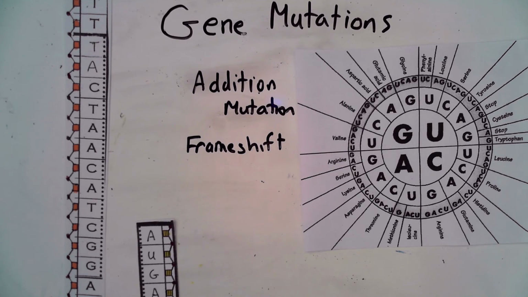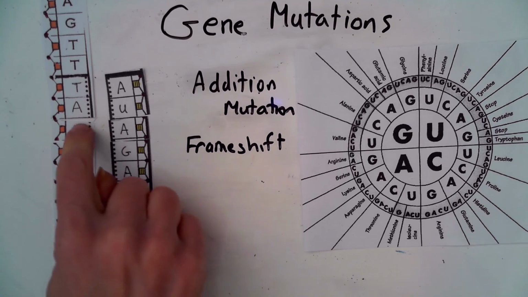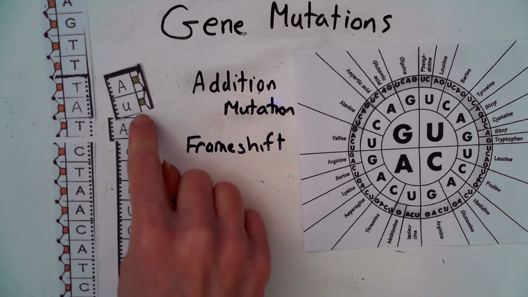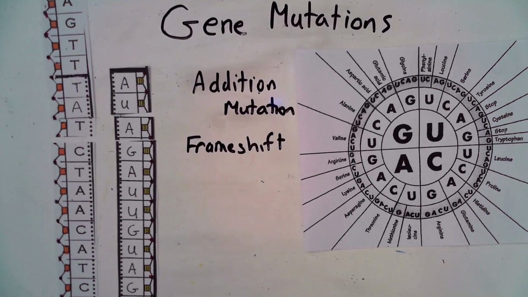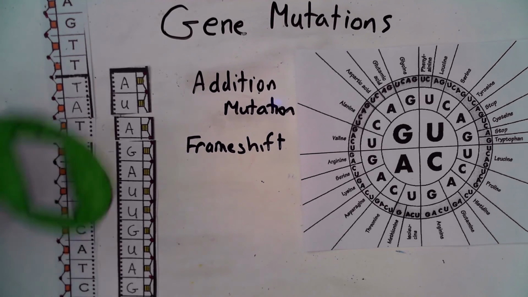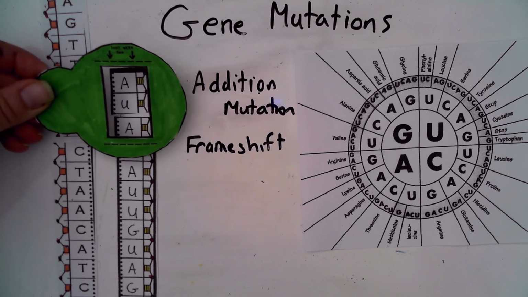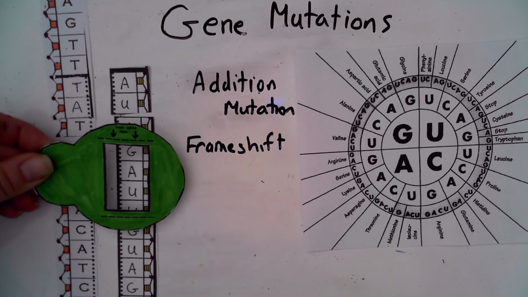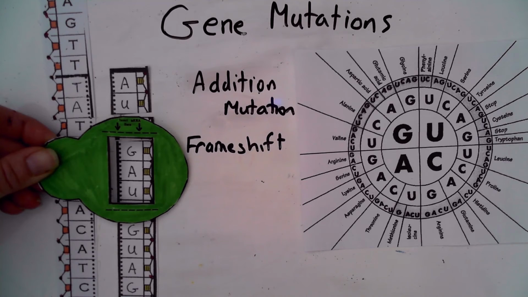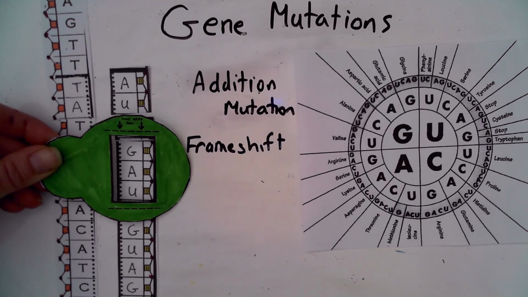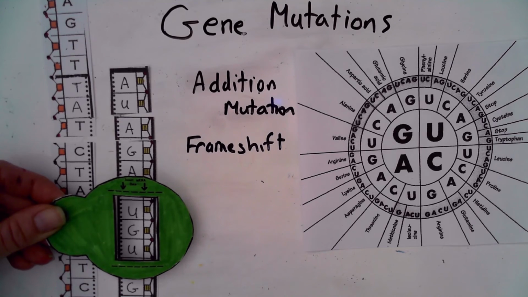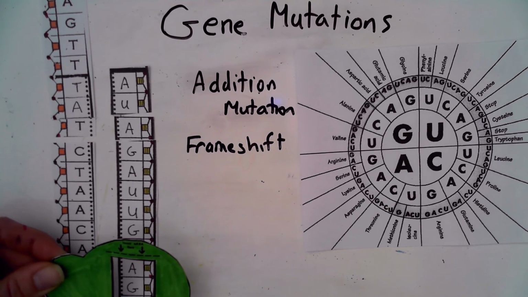All right, so let's talk about an addition mutation, which is also going to result in a frameshift. We added in one extra thymine, and so therefore we're going to add in an adenine onto our mRNA. This also is going to result in a frameshift. So as the ribosome reads each codon, not only is that first one different than the original sequence, but every amino acid afterwards is going to likely be different because every codon is different than it was before.